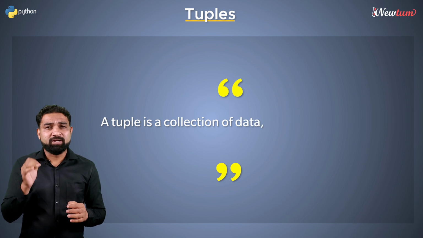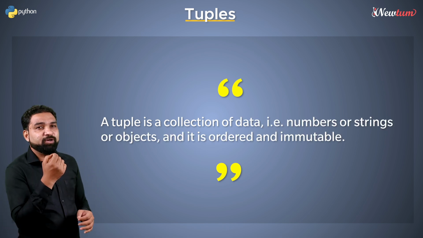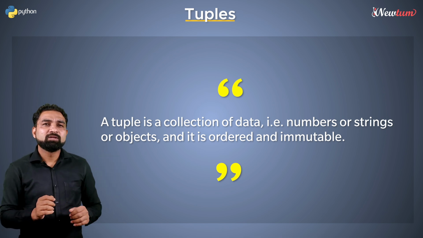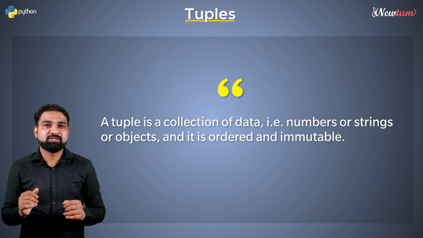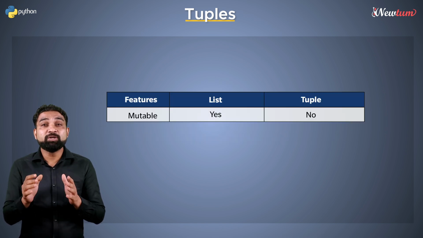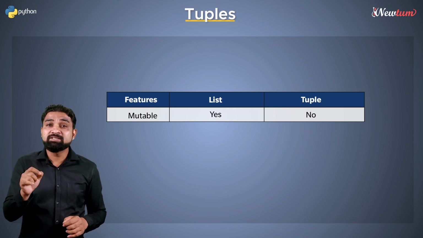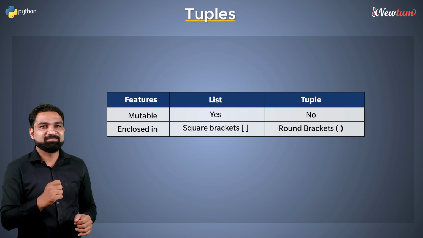Tuple is a collection of data, that is number, string or object, and it's ordered and immutable. Forget about the definition. We will understand that soon. So tuple is a collection of data just like list, but it has some significant differences. First is we can't change the values of tuple during runtime, that is it's immutable. And second is tuple uses parenthesis or round brackets like this.